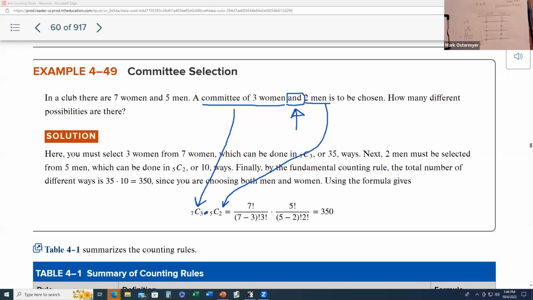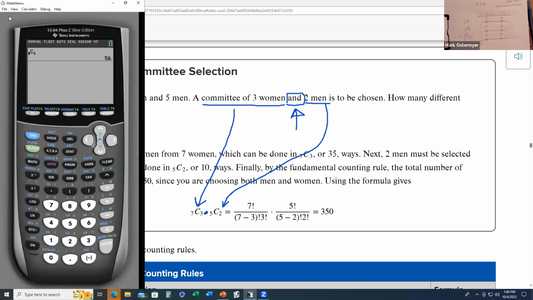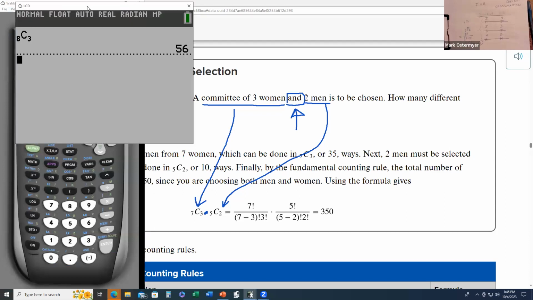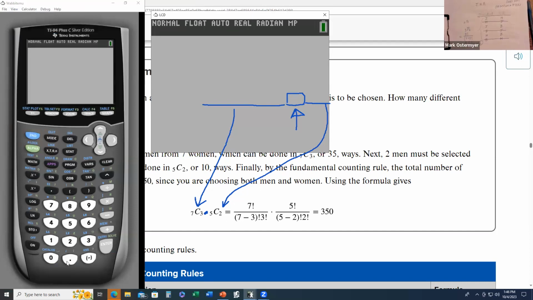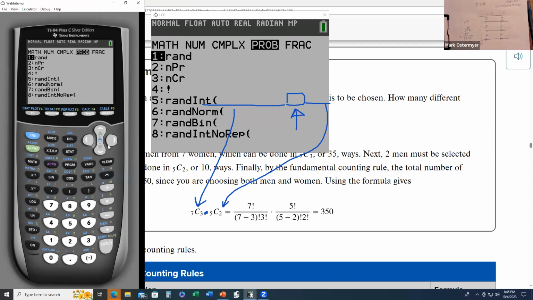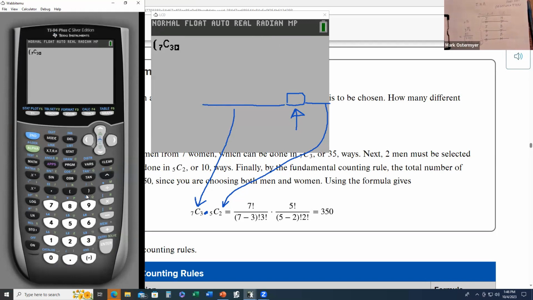Now, another way we could have done that on our calculator without using this laborious factorial notation is I could have done it this way. I could have said 7 in combination with 3. You know what? For safety, I'm going to put it inside parentheses. 7 in combination with 3. Whoops. Hold on a second here. Wait a minute. Times, open parenthesis, 5 in combination with 2.